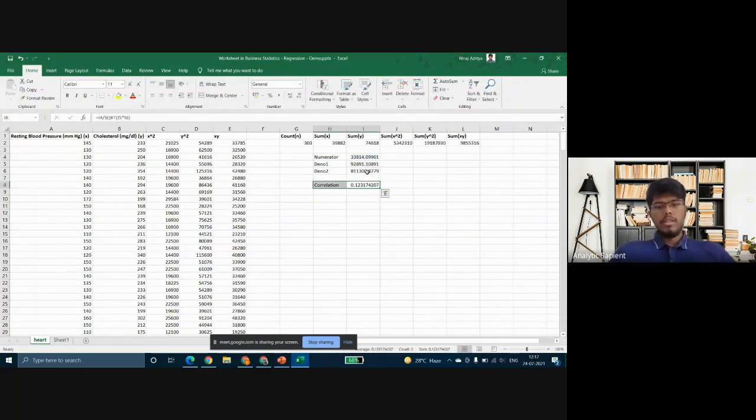Okay. So this is the correlation we got for blood pressure and cholesterol. Most of us might think, and even I too at first glance thought, that as blood pressure increases, cholesterol level increases, and I thought there would be some positive correlation. But here you see, it's just 0.12. It's almost negligible.